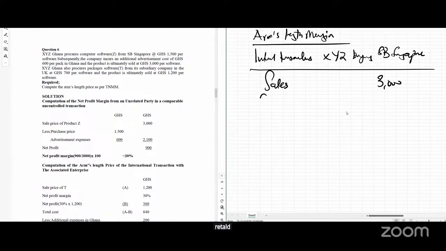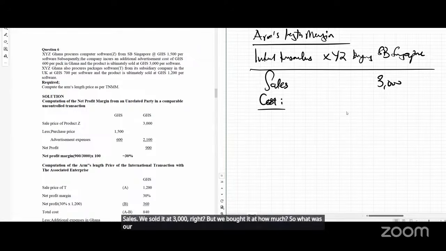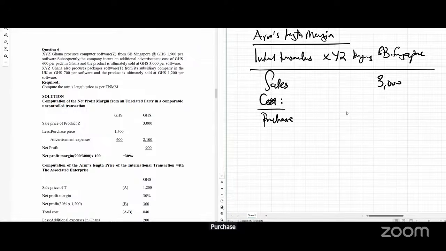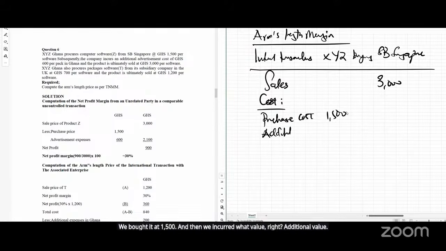But we bought it at how much? So what was our cost? Purchase cost. We bought it at 1,500. And then we incurred what? Additional value, 600. So we added additional value, which was the advert of 600.